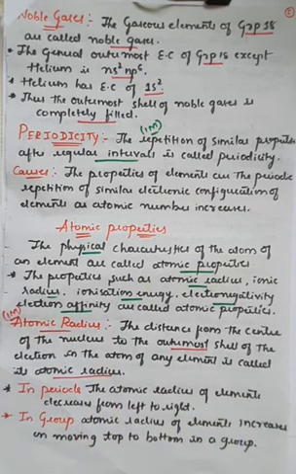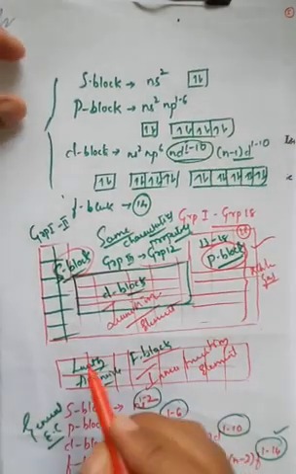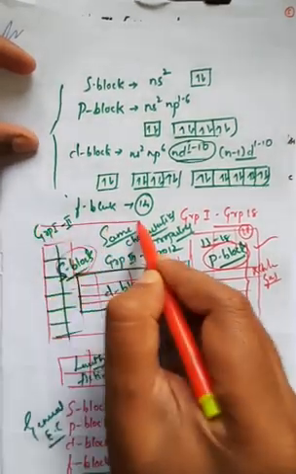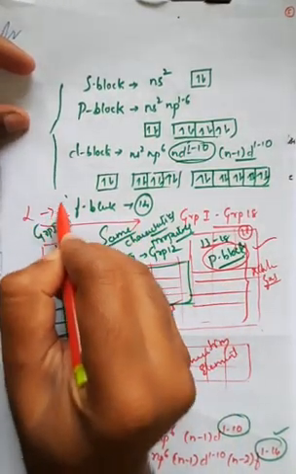And how does it change in periods as well as groups? We know that the elements are arranged in the form of periods as well as groups. In periods, the atomic radius of the element decreases from left to right. If you observe the periodic table here, which is the representation of the periodic table, if you go from left to right, what happens?